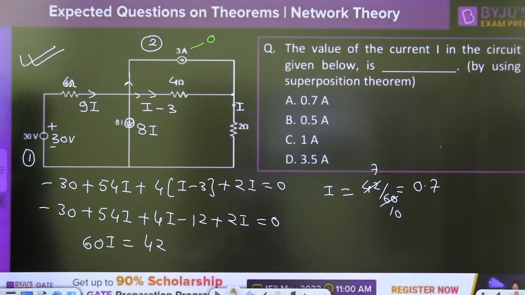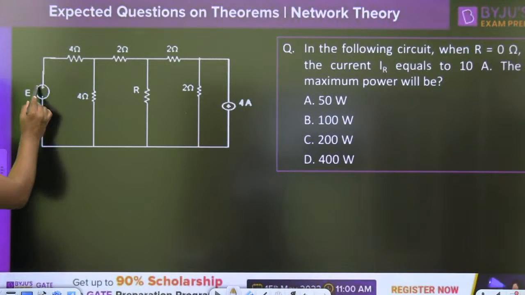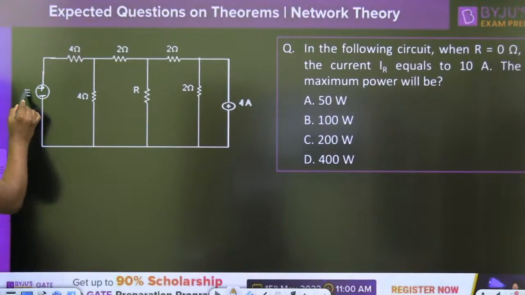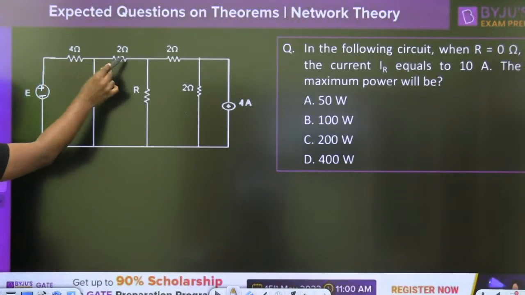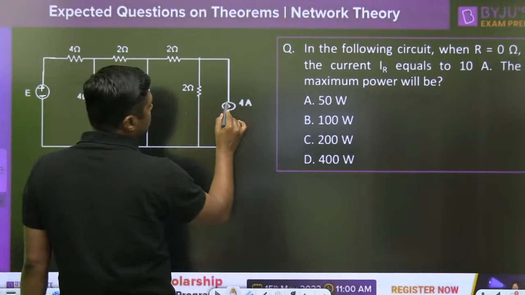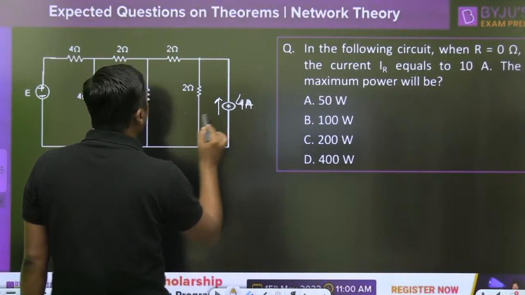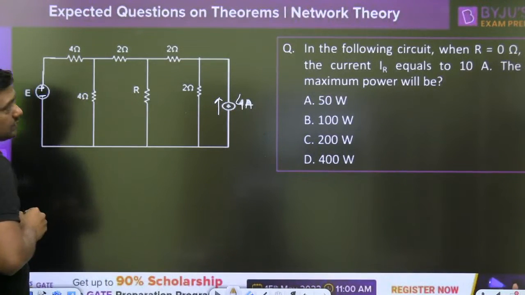Okay. Tell me what will be the answer. This is the E volt. It is not given, unknown. 4 ohm resistor, 2 ohm resistor, 4 ohm resistor, 2 ohm, 2 ohm, and a 4 ampere current source, it is given. This is the arrow, R, the value of R.